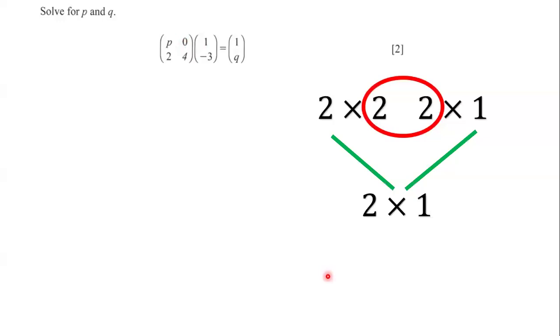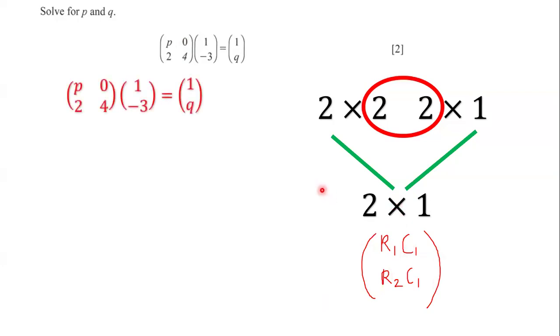So when we multiply these two matrices together, we get a matrix of order 2 by 1. Now, 2 by 1 means that it has 2 rows and 1 column. All right, so let's move on. We have to solve this matrix equation for P and Q, and we're going to use this as a formula to help us multiply these two matrices.